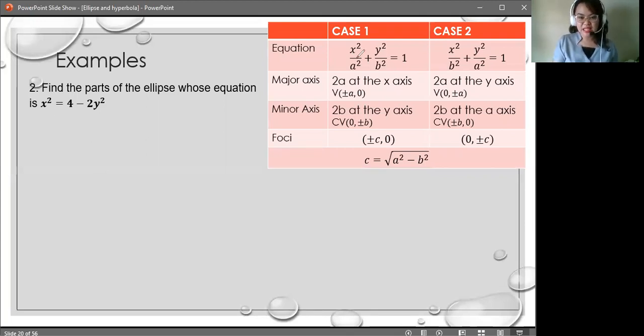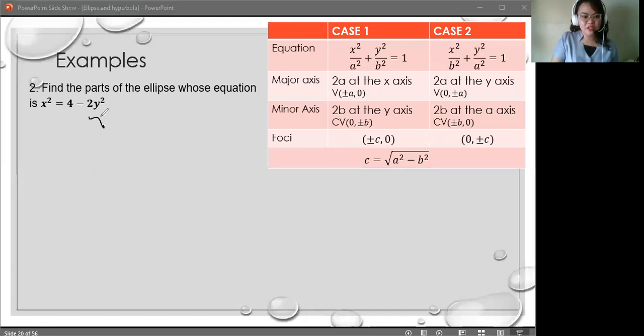Remember that these are the examples of our standard form. We have x squared over a squared plus y squared over b squared equals 1 for case 1, and x squared over b squared plus y squared over a squared equals 1 for case 2. So that means we must have denominators. Our example does not have denominators and it's not even arranged properly. So first, let's solve this one.